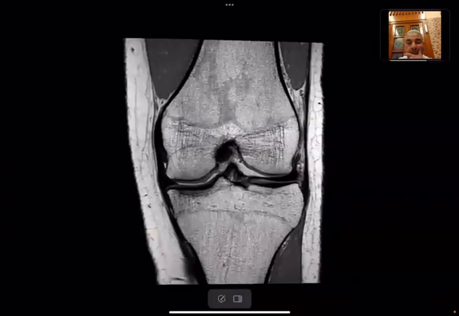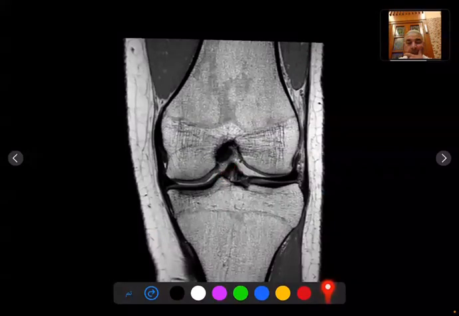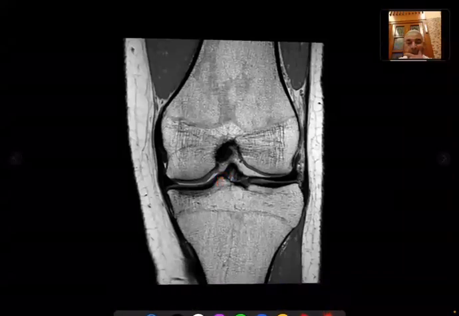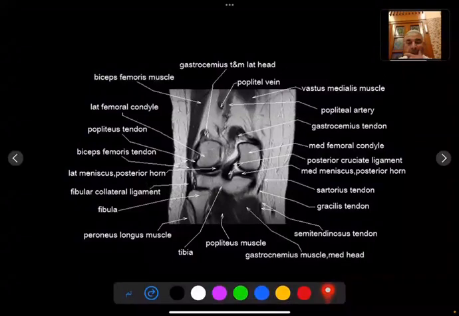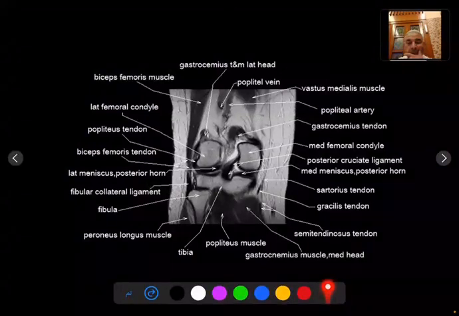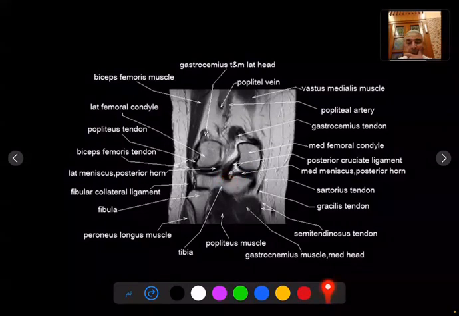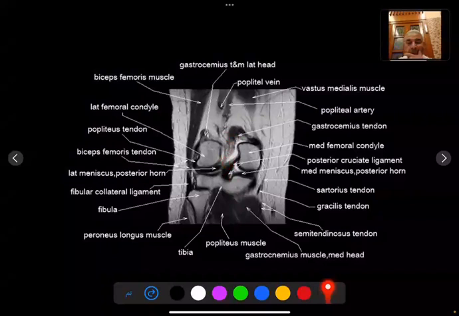This is a proton density coronal image demonstrating the origin of the anterior cruciate ligament from the anterior intercondylar notch. And this is a T1 coronal image demonstrating the origin of the posterior cruciate ligament, which arises from the posterior aspect of the intercondylar notch. We demonstrate here the intercondylar notch, which is on the posterior aspect of the knee.